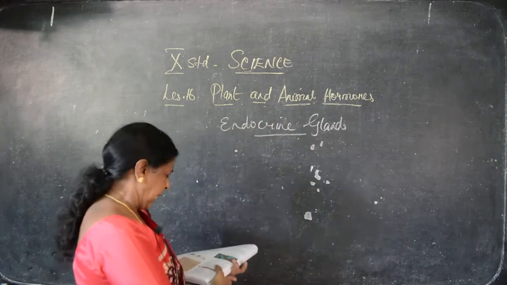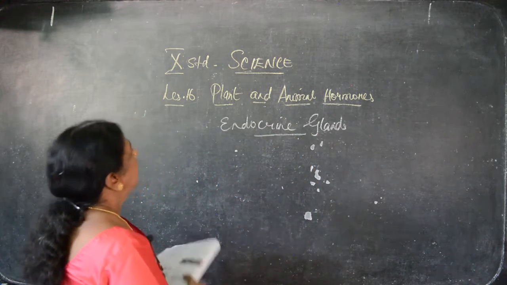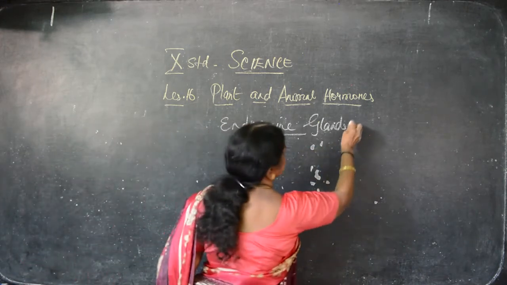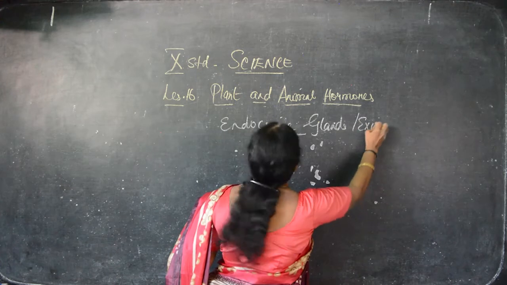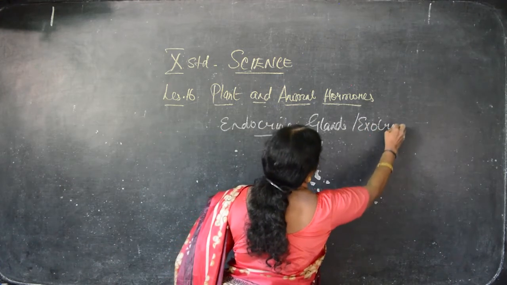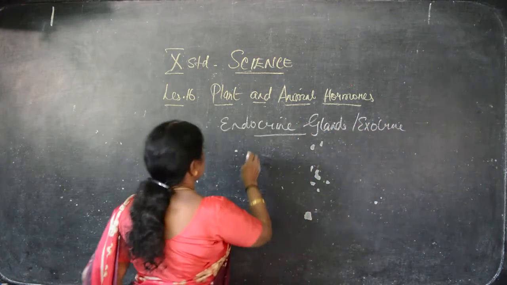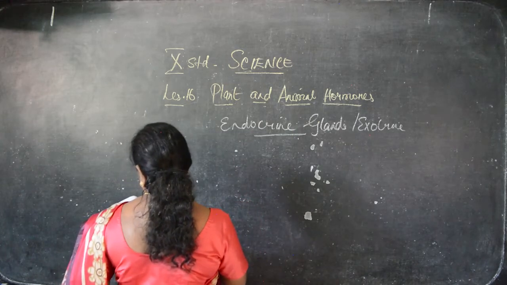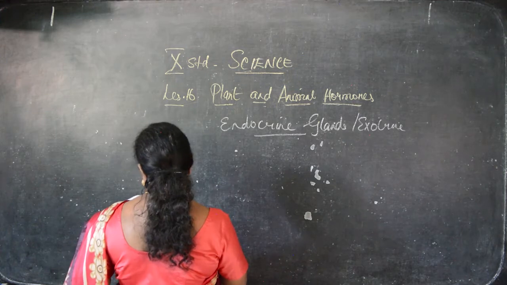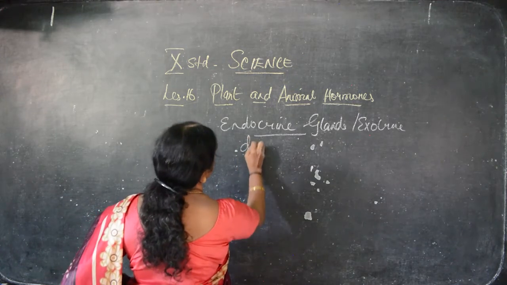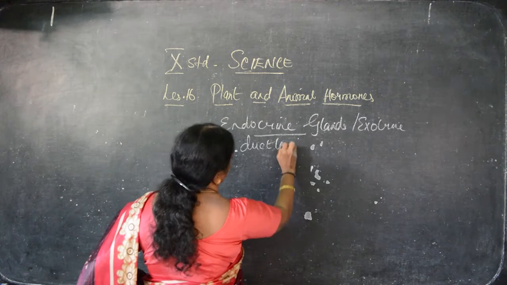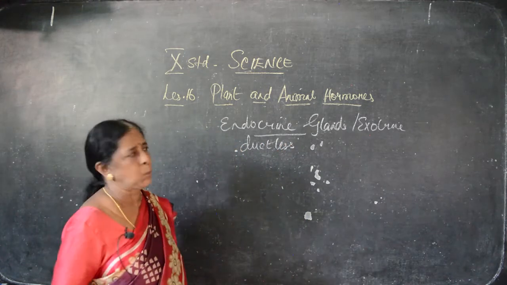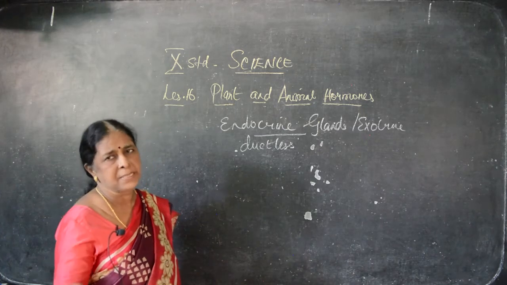What are the glands here? And we have 2 kinds of glands. One is endocrine, the other one is exocrine. Endocrine is known as ductless. So what's the difference between endo and exo? Exo means it is present outside.